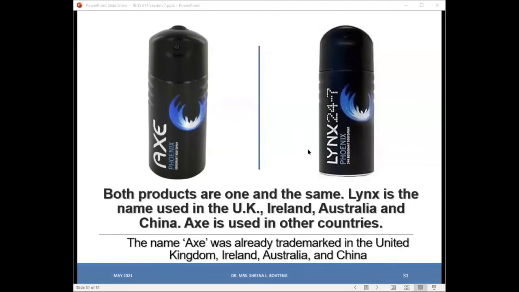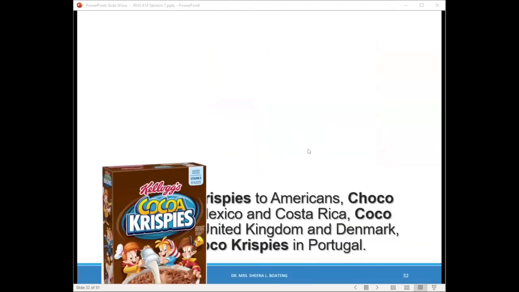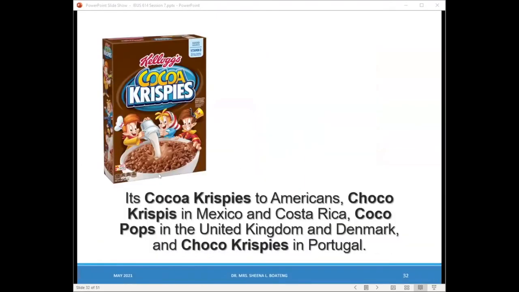We see the same thing for the popular cereal that we all consume, right? This is Cocoa Krispies. It doesn't look like what we see in Ghana, does it? The Krispies we see in Ghana are what? White. And they are packaged in a blue box, isn't it?